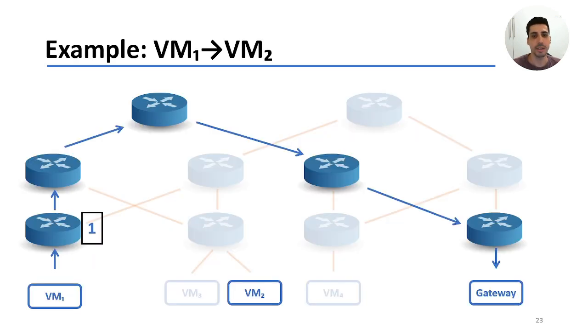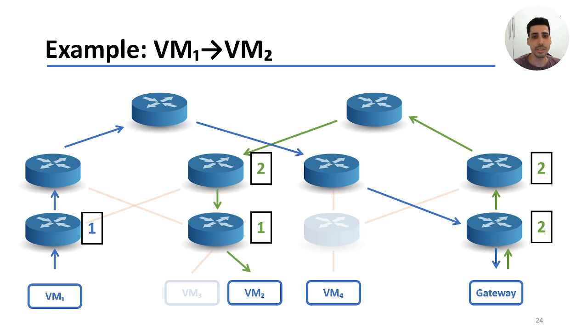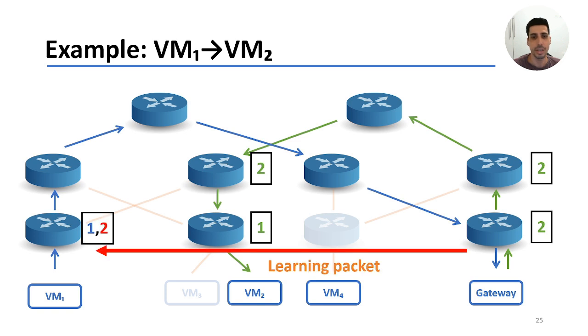So let's see how this works through an example. Here, VM1 communicates with VM2, and as packets flow from VM1 to VM2, the ToR switch learns VM1's mapping. Switches can also learn VM2's mapping on the path from the gateway to VM2. In addition, VM1's mapping is learned via source learning. Finally, the gateway ToR generates a learning packet, allowing the sender ToR to learn VM2's mapping, so the next packets can be directly sent to VM2.